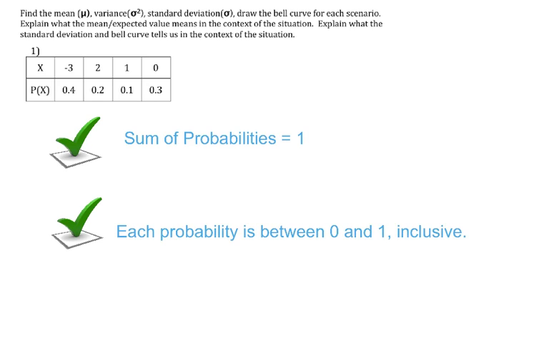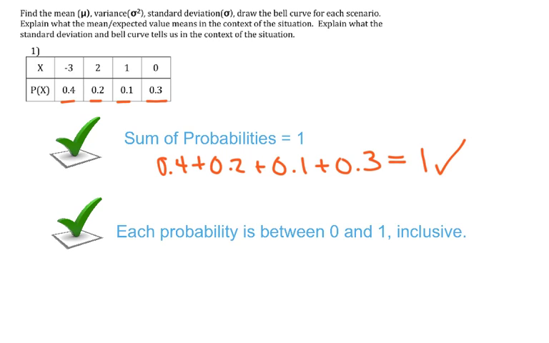So in number 1, we see that we have x and p of x, which means that it's a probability distribution. So in order to make sure that we can continue, we have to make sure that we have both conditions satisfied. Are the sum of the probabilities equal to 1? Well, we add 0.4 plus 0.2 plus 0.1 plus 0.3. That does equal 1. Therefore, that condition is satisfied. And we also have to check if each probability is between 0 and 1 inclusive. And we take a look, and there is no value that's less than 0 or greater than 1. So that is also satisfied.